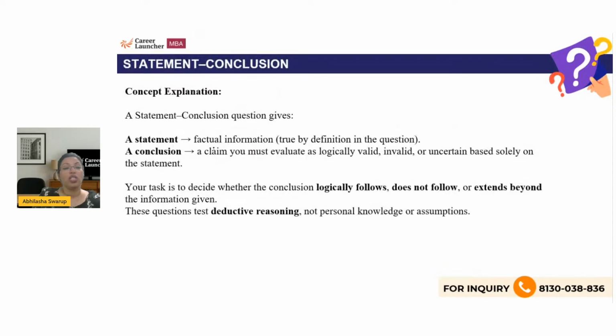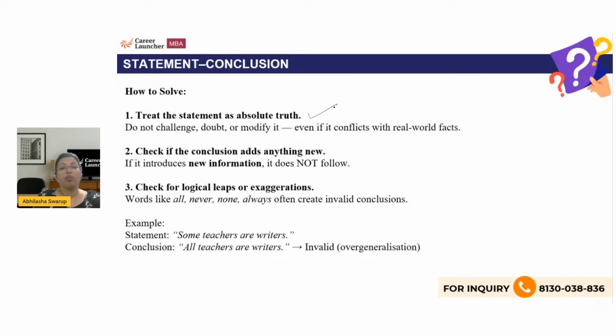So there is a statement, which is factual information. Then there is a claim which you have to evaluate as valid, invalid, or uncertain based on the statement. And then you have to identify the answer. Treat the statement as absolute truth, even if it conflicts with real world facts. Check if the conclusion adds anything new. If it adds new information, then it won't follow. Check for logical leaps or exaggeration. Words like all, never, none, always are invalid. Okay, so please make sure you keep that in mind.